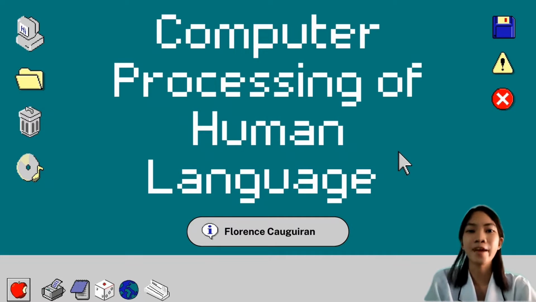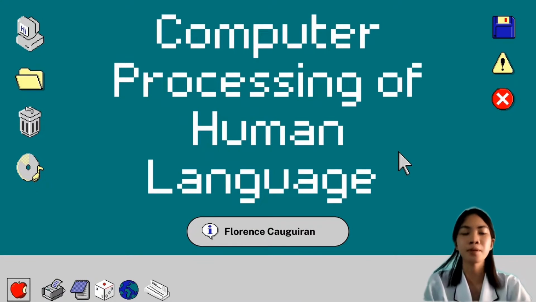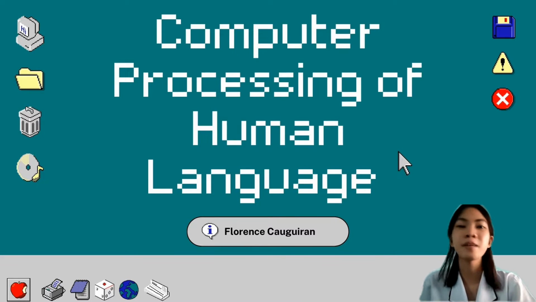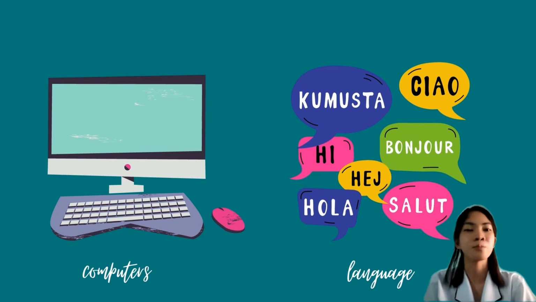So good day everyone. Our topic for today is all about computer processing of human language. Our world today seems to revolve around modernization, which is influenced by technology. So this paves the way to the emergence of computers. So what are these computers?